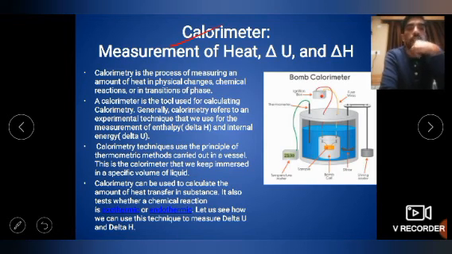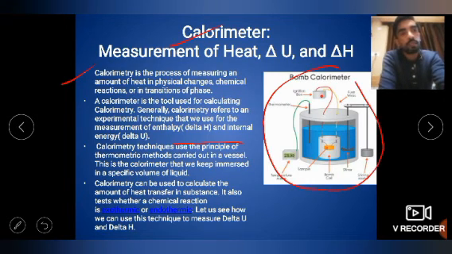Now the most important measurement of heat. How can we measure it? We can measure heat with the help of a calorimeter. Calorimetry is the process of measuring an amount of heat in a physical change, chemical reaction, or transition of phase. A calorimeter is the tool used for calorimetry. Generally, calorimetry refers to an experimental technique that we use for the measurement of enthalpy. Calorimetry is based on the principle of the thermometric method. This is a bomb calorimeter, which is used to measure delta U, delta H, or heat.